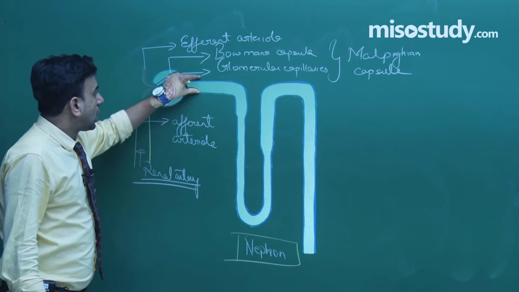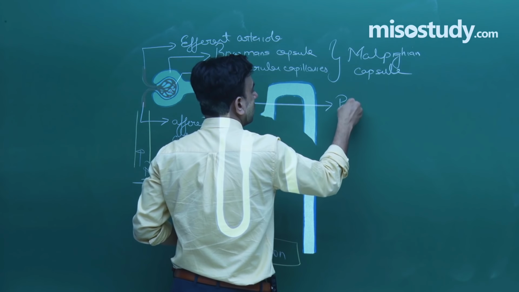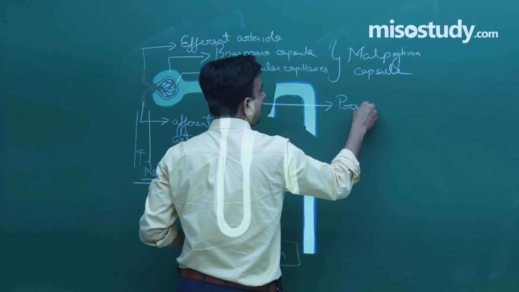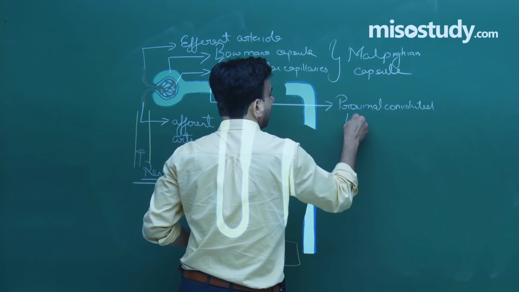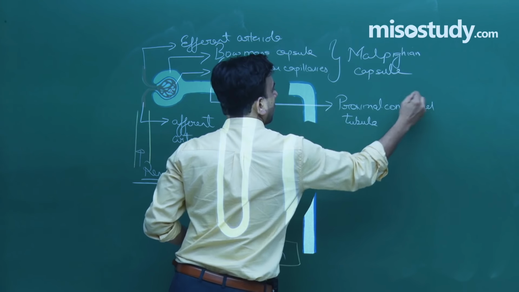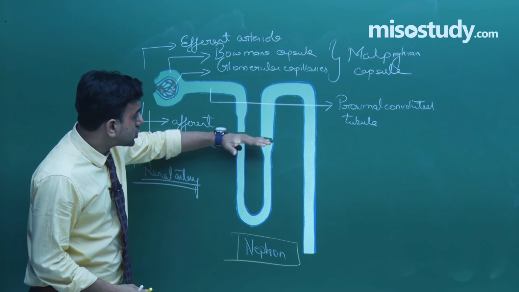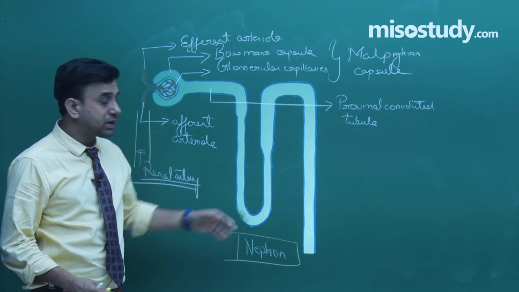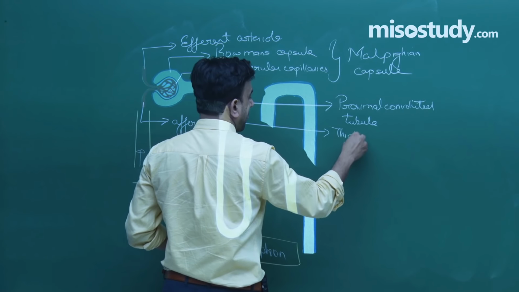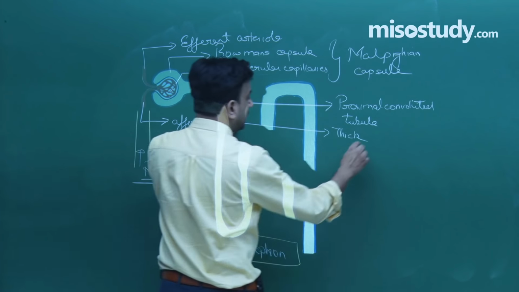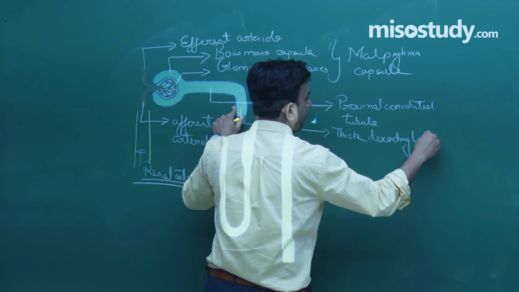Now this part, the initial part, is called the proximal convoluted tubule. Then this is the loop of Henle. The loop of Henle is partially in the cortex and partially in the medulla region. So we can see that this is the thick descending loop of Henle.